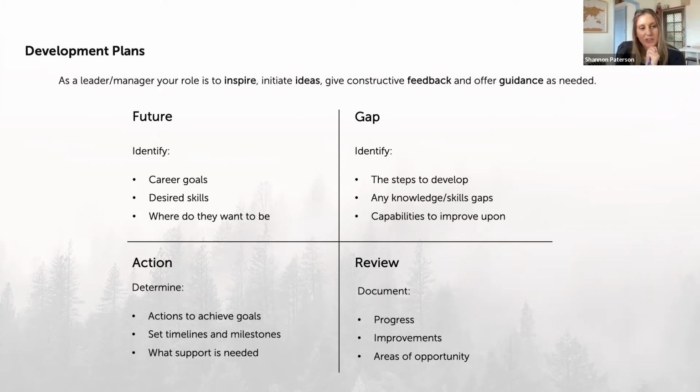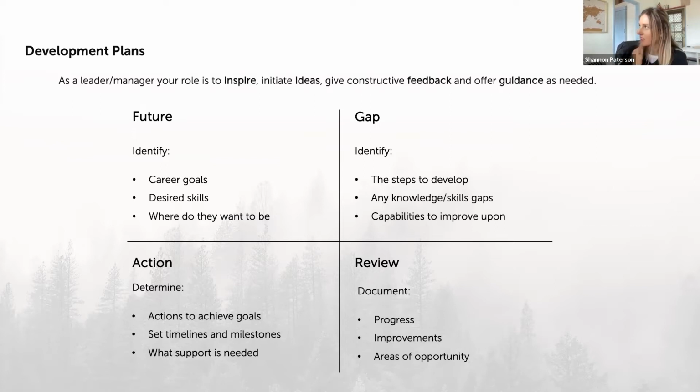So we work through specific actions, and we determine what actions need to be taken in order to achieve the goals that you've set. It's really important to set specific timelines and milestones around that, so you never leave actions with an undetermined time frame, because then things tend to drag out. And then you just talk about if there's any support that's needed. So does the individual want some additional assistance from you?